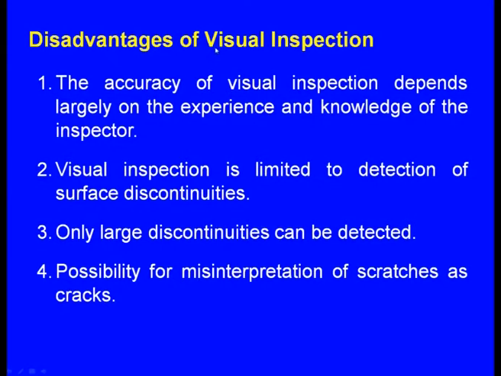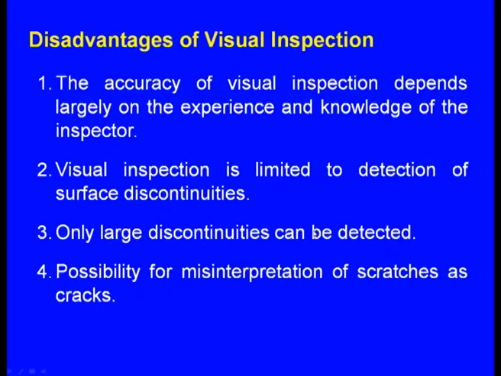Now, these are the disadvantages or the drawbacks of the visual inspection. The accuracy of visual inspection depends largely on the experience and knowledge of the inspector. So, the inspector should have enough knowledge and experience. Next one, the visual inspection is limited to detection of surface discontinuities. Surface discontinuities can be detected. What about the internal cracks or internal blowholes? Those cannot be detected using visual inspection naturally.